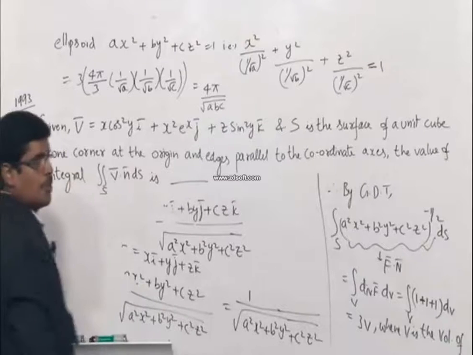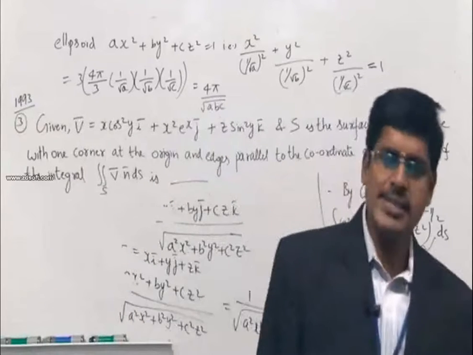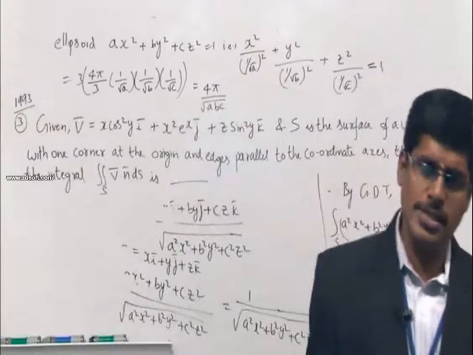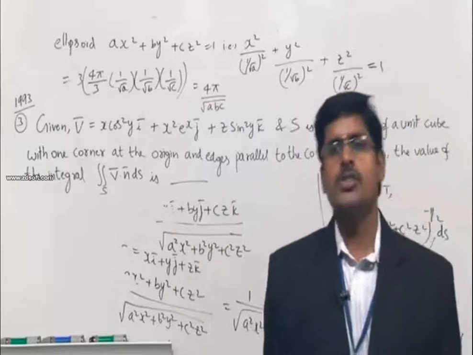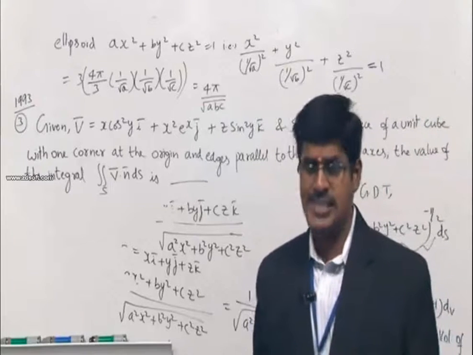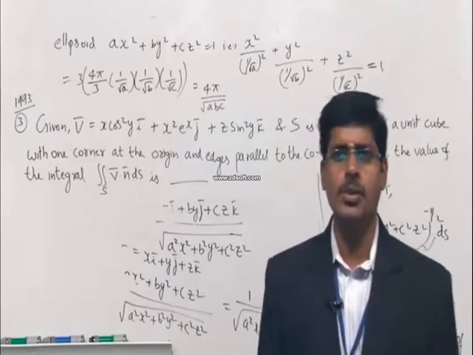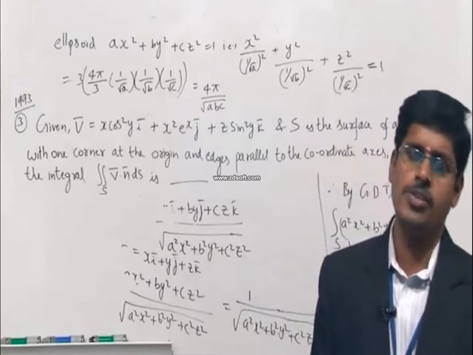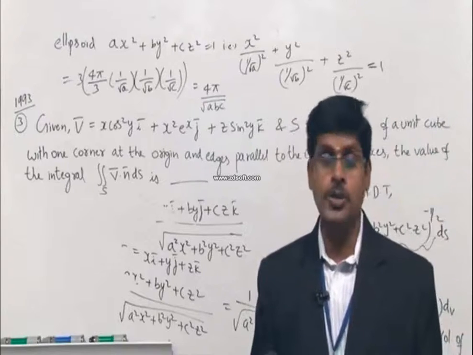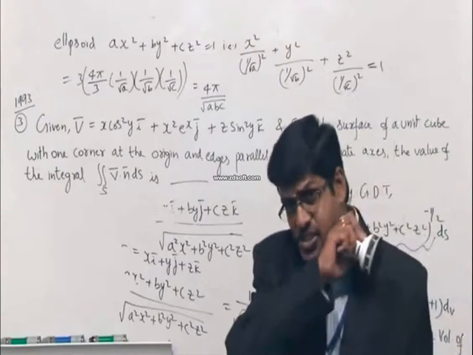Here unit cube means all the sides are of length 1. One vertex is the origin, the corner, and all other edges are parallel to the coordinate axes. So what is the volume of a cube? Length into breadth into height, that is x cube, where x is the length of each side. All sides are equal, then only it is called a cube. The 6 walls of a room are like a cube or cuboid; in a cube all the faces are squares, in a cuboid the faces are rectangles.